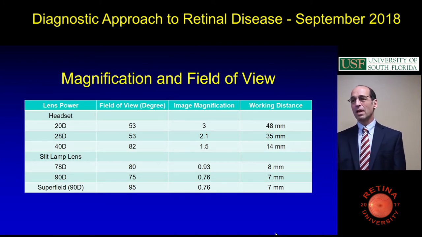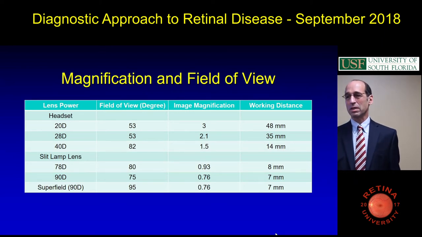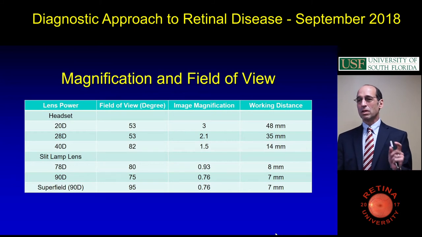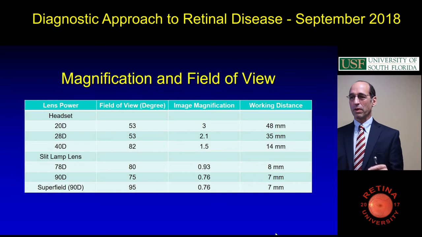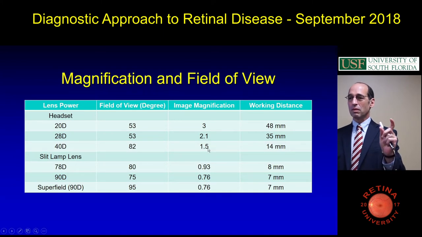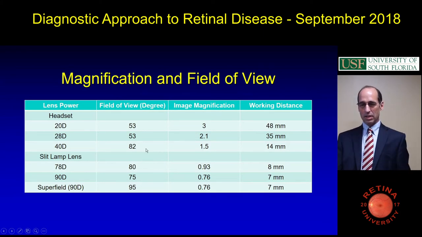These are the working distance and the magnifications of your lenses based on, you know, the textbooks. And so the 20, 28, and 40 are 3, 2.1, and 1.5 for magnification. The field of view is about 50 degrees. So if you're working your way around, you've got 360 degrees to cover.